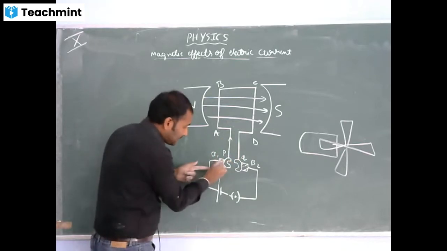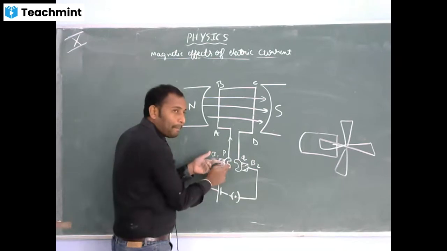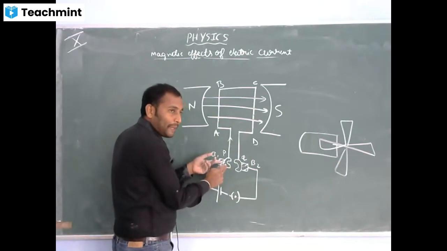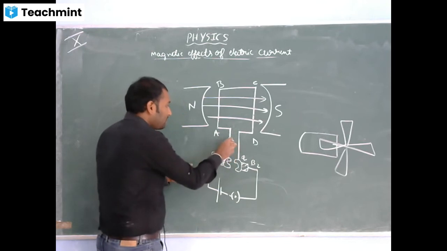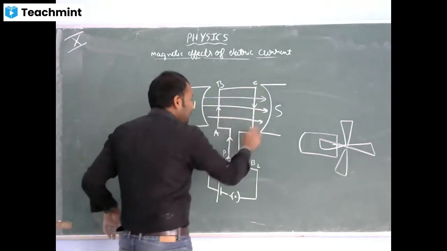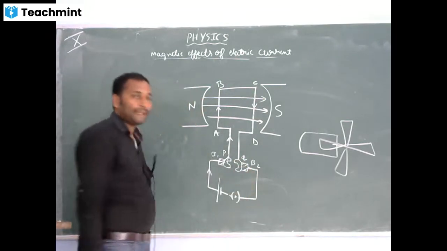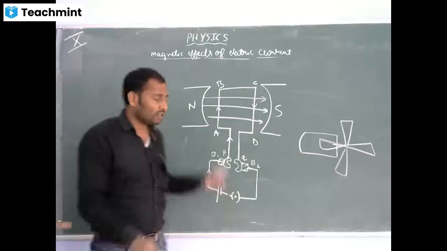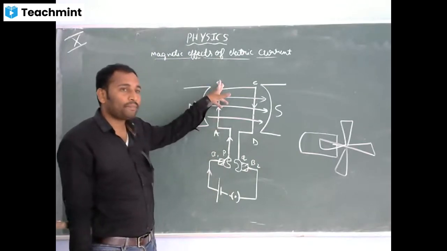So now current is connected to B1. B1 is connected to P, the commutator split ring P. So P is connected to this wire. So current will start flowing from A to B, B to C, and then C to D, and finally it will come back to D. Now you know, in the first case current is flowing from A to B, right?